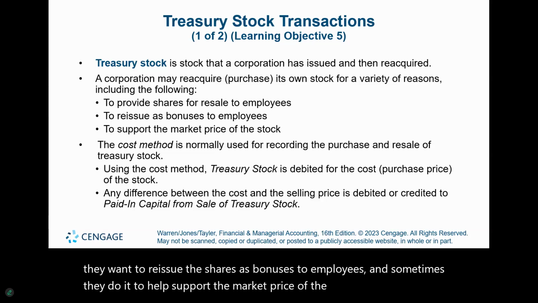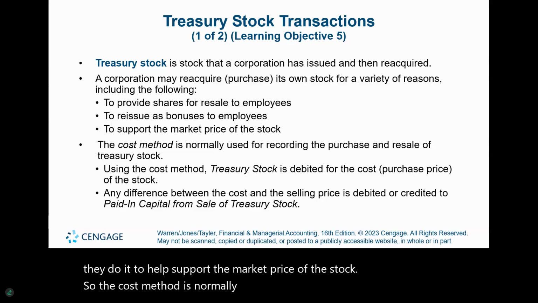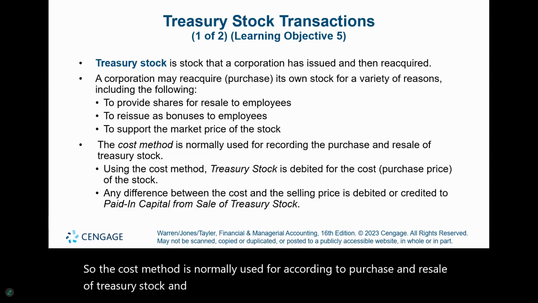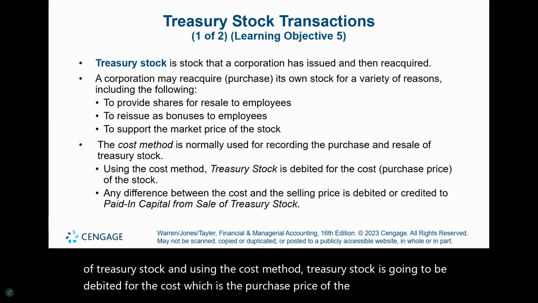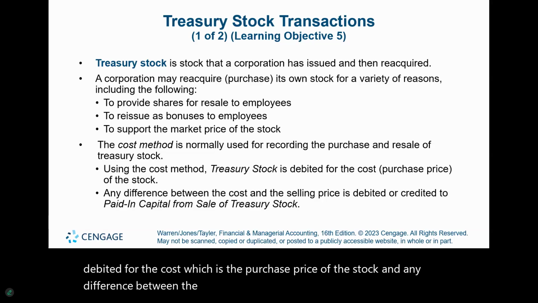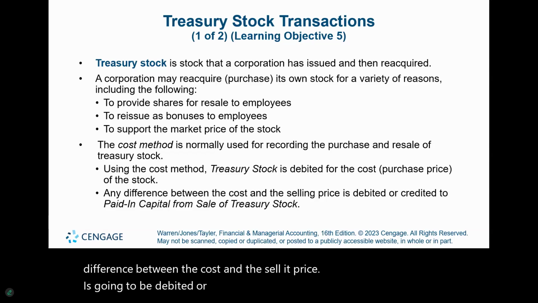The cost method is normally used for recording the purchase and resale of treasury stock. Using the cost method, treasury stock is debited for the cost, which is the purchase price of the stock. Any difference between the cost and the sell price is going to be debited or credited to paid-in capital from sale of treasury stock.